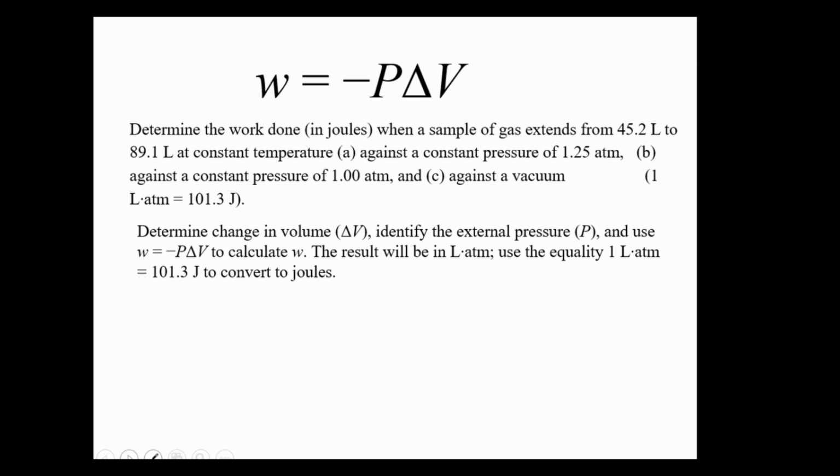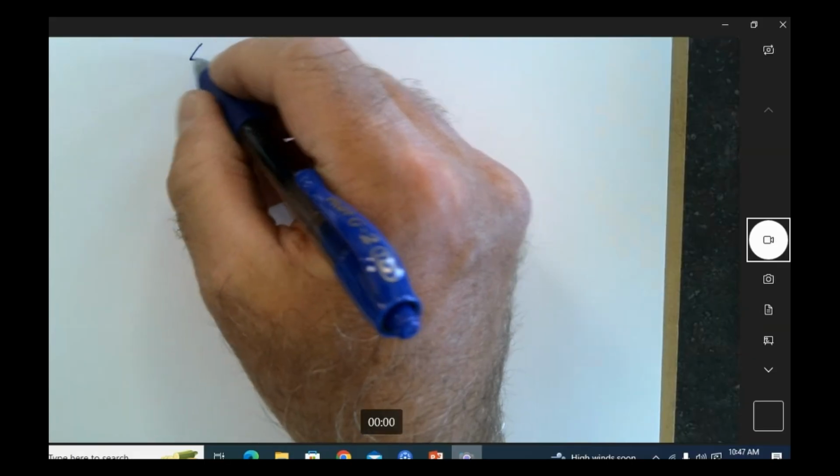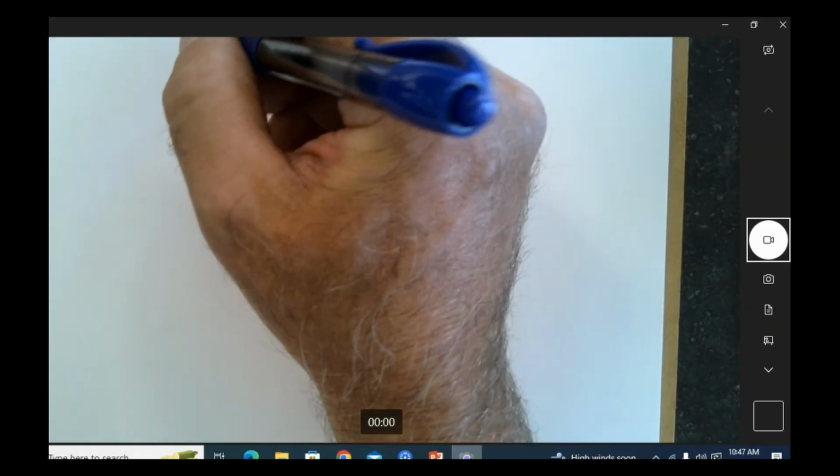So there might be some things we need to write down. I'm going to write down that 1 liter atmosphere is the same thing as 101.3 joules. And let me see if I can be tricky. So we have work. It's frozen. That's all right. You'll have to use your imagination.